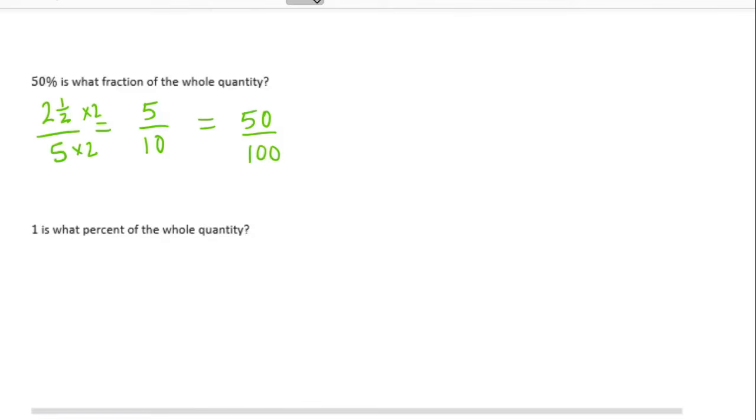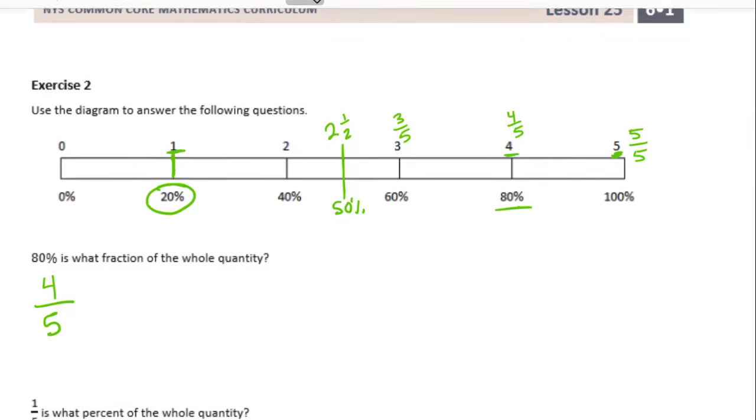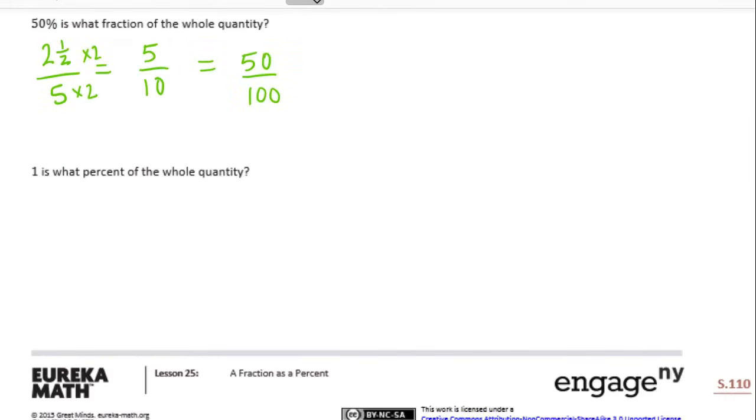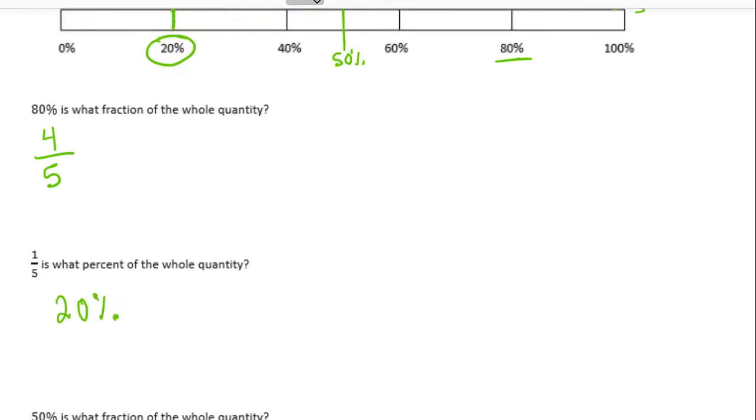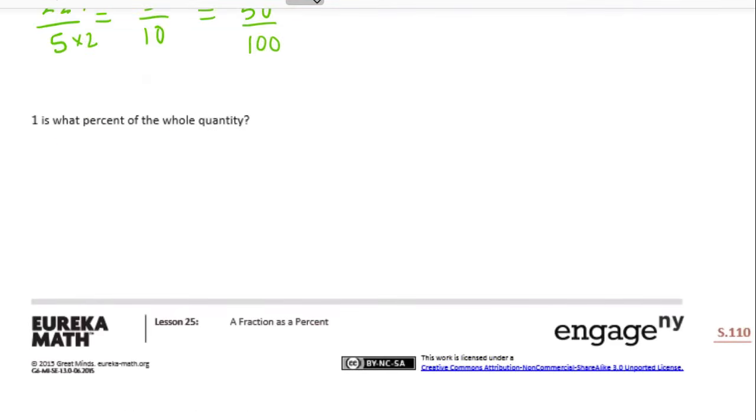1 is what percent of the whole quantity? So the 1 would be equal to this 5 because it's equal to 5/5. Because remember, these are all parts of the whole. So 5/5, that's equal to all of it, 100%. If you had all of it, you would have 100%.